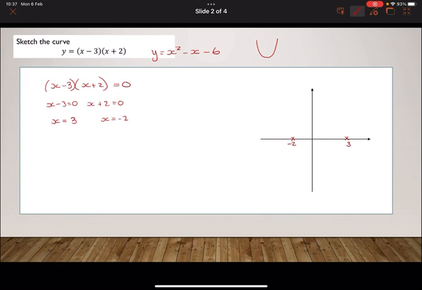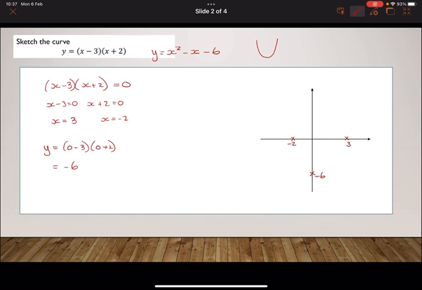The next thing I'm going to find is the y-intercept. So this is when x is equal to 0. So into my equation, I'm going to substitute x is equal to 0. And I could do this into either equation, so the one I've expanded or the bracket one. They're going to give me the same answer either way, that when x is equal to 0, y is equal to minus 6. So once again, I'm going to pop this onto my graph.